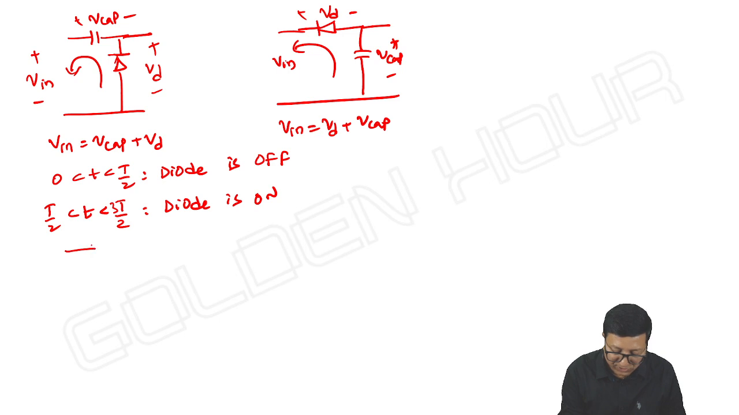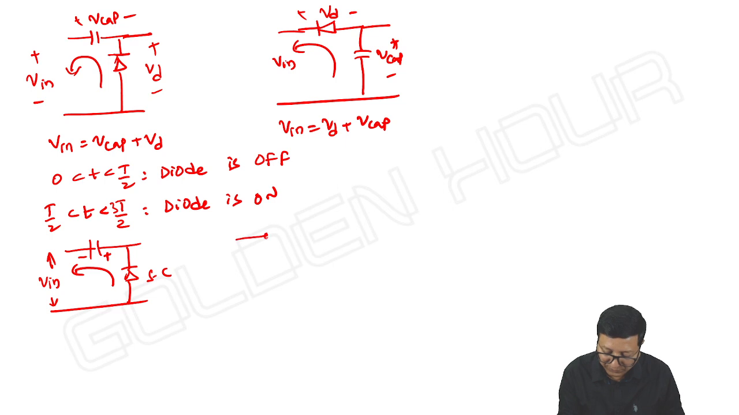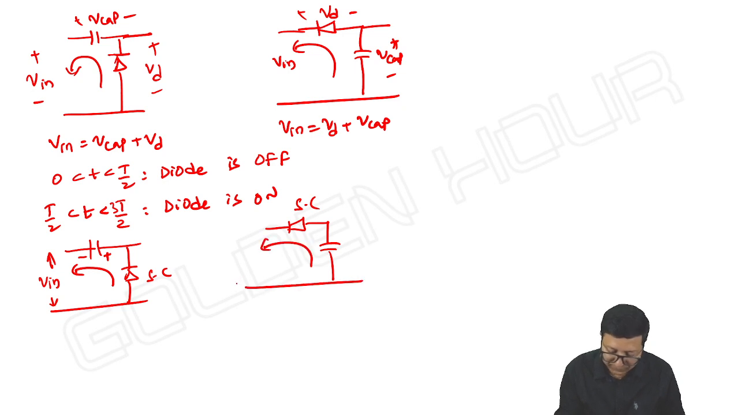So that the diode starts conducting, it almost acts like short circuit, and the current will flow this way. So capacitor will charge with polarities like this. The same story here also. Almost the diode acts as short circuit. This is how the current will flow. The capacitor will charge with polarities like this.